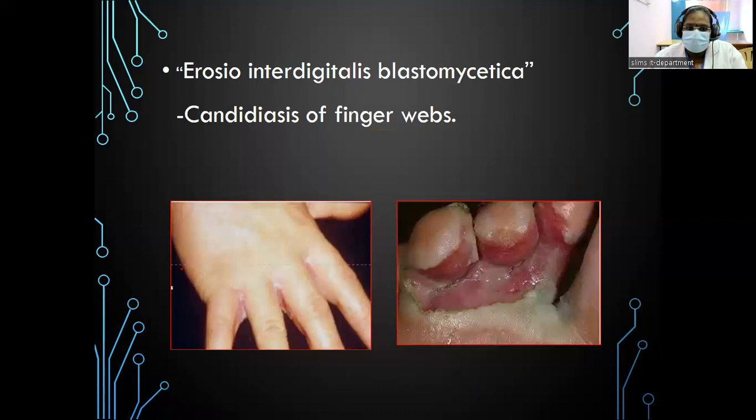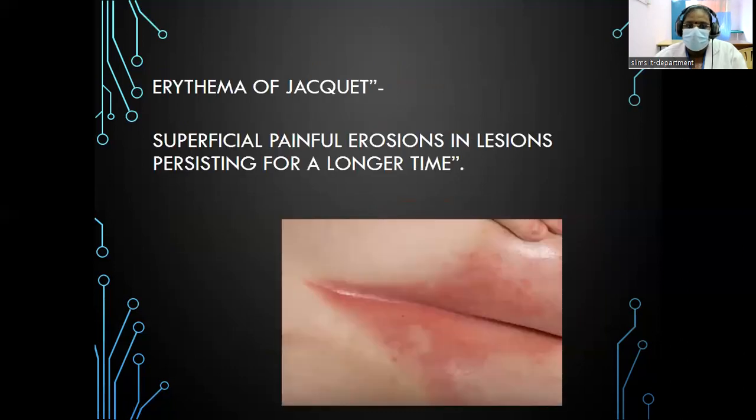This is the intertrigo of the web spaces. The name given for candidial intertrigo of the finger web spaces is Erosio interdigitalis blastomycetica. Erosio interdigitalis blastomycetica is the name for the intertrigo of the web spaces by Candida species.